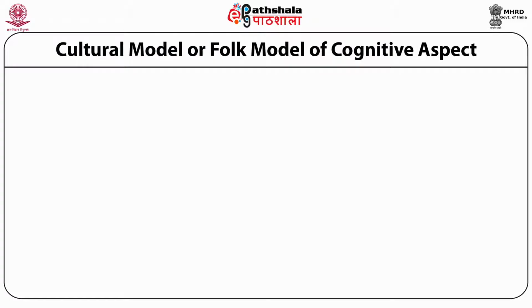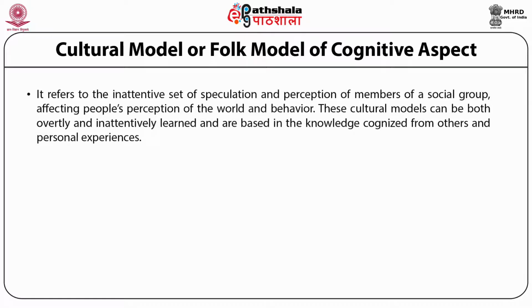With this, we can also come to a model, what we call a cultural model or a folk model of cognitive aspects. This refers to the inattentive set of speculation and perception of the members of a social group, so how people perceive the entire world and their behavior. These cultural models can be both overtly and inattentively learned, and are based on knowledge cognized from other members of the society as well as personal experiences. If one individual has an experience with one object, he shares it with other members of the society, and it becomes a pool of knowledge.